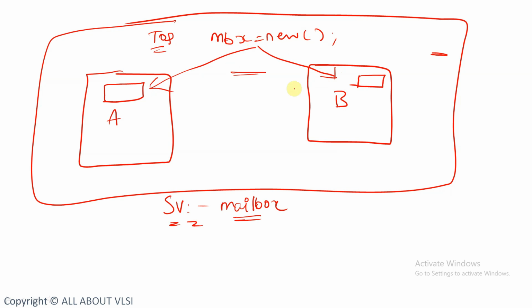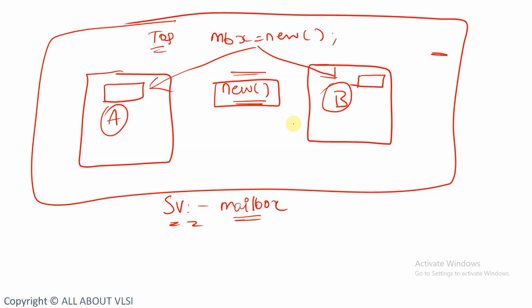Let me repeat what I am doing. In the case of SV, I was using mailbox. I am just creating the handles of my mailbox in component A and component B. I am not creating any instance. The instance of this mailbox is created in a top module, where the created instance is passed to module A and module B. We pass these instances with the help of the constructor, which is new.